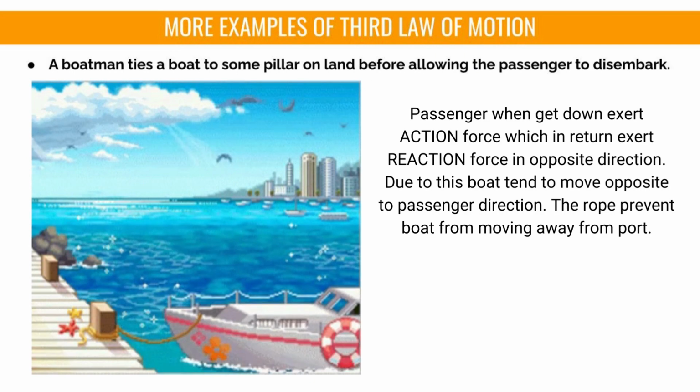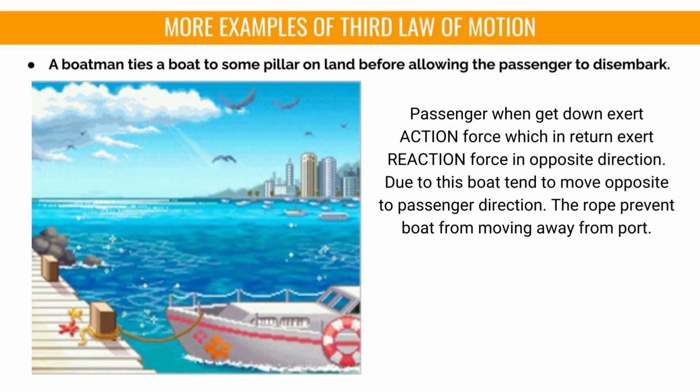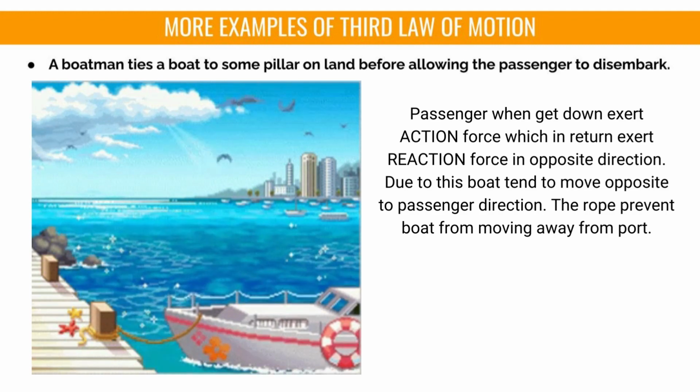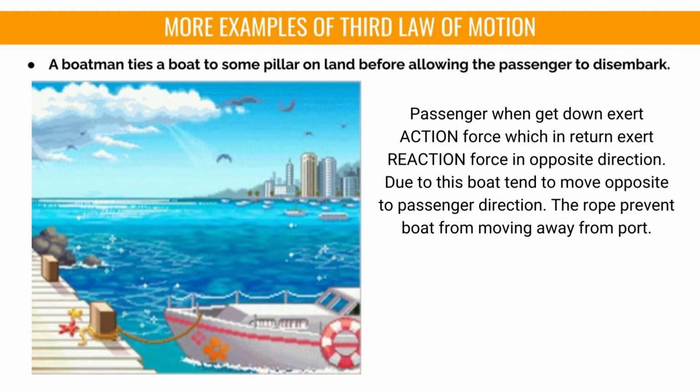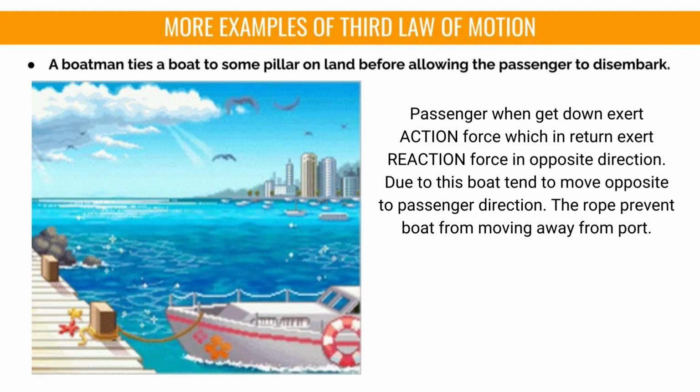A boatman ties a boat to some pillar on land before allowing the passenger to disembark. When the passenger gets down, they exert an action force, which in return exerts a reaction force in the opposite direction. Due to this, the boat tends to move opposite to the passenger's direction. The rope prevents the boat from moving away from the port.